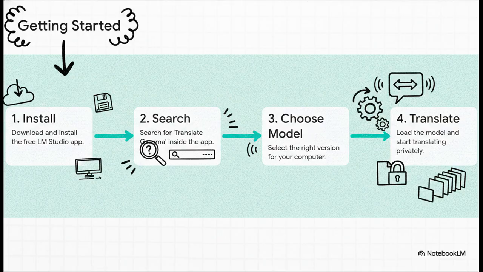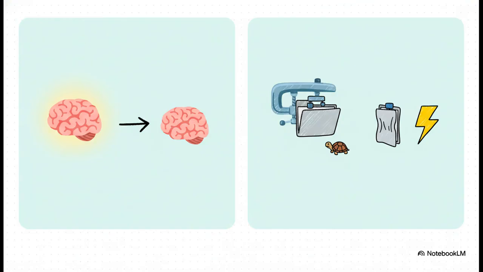Let's walk through it. Okay, once you search for Translate Gemma in LM Studio, you're going to see a list of files. Don't worry, it's pretty simple. You're just balancing 2 key things. First, you have parameters, which is kind of like the model's engine size. Bigger is smarter, but it also needs more horsepower from your computer. Then you have quantization, which is basically how compressed the file is. A higher number like Q8 means less compression and better performance.